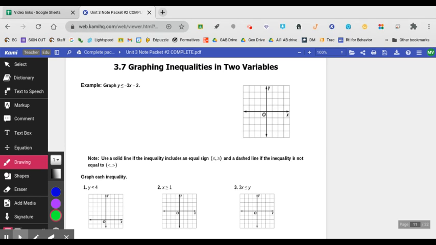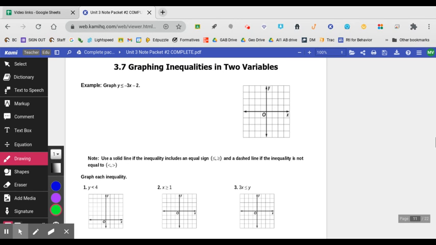Hello, everyone. Welcome back. Today we are going to discuss 3.7 graphing inequalities in two variables. A couple of things we need to take note of in order to do this: we use a solid line if an equal sign appears, so if it's less than or equal to, greater than or equal to, and a dashed line if it's just less than or just greater than.